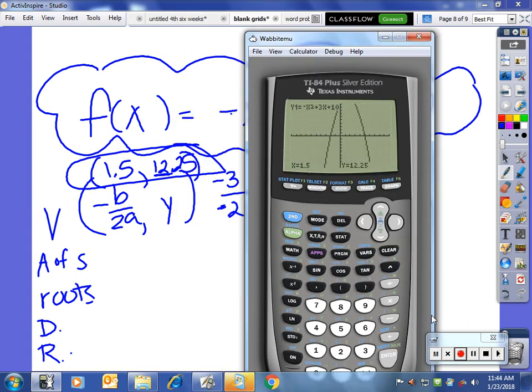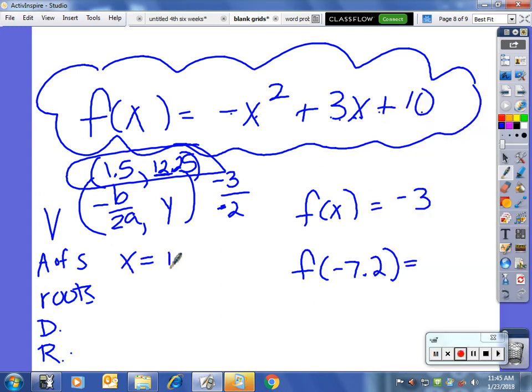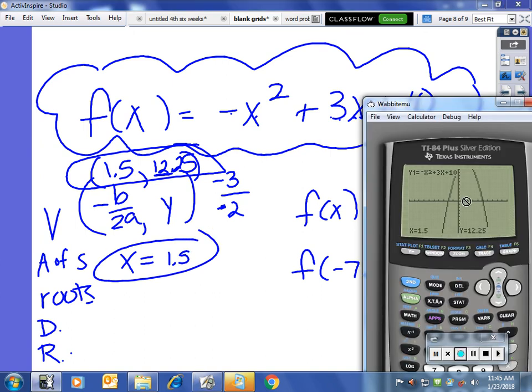Okay, now, once I know vertex, it helps me do a whole bunch of other stuff. First of all, it tells me axis of symmetry right away. What is the axis of symmetry? Do not just tell me 1.5. X equals 1.5. That is the vertical line at 1.5. It goes right through the whole middle of the graph.